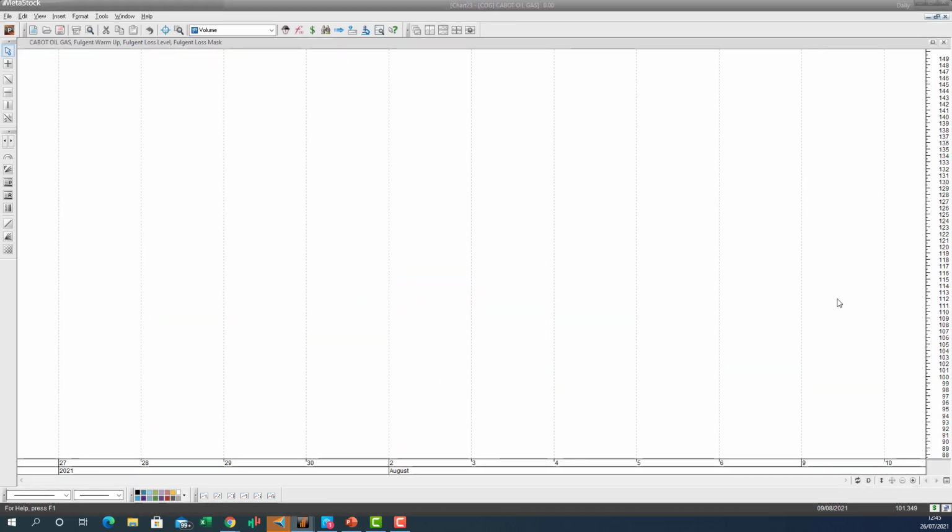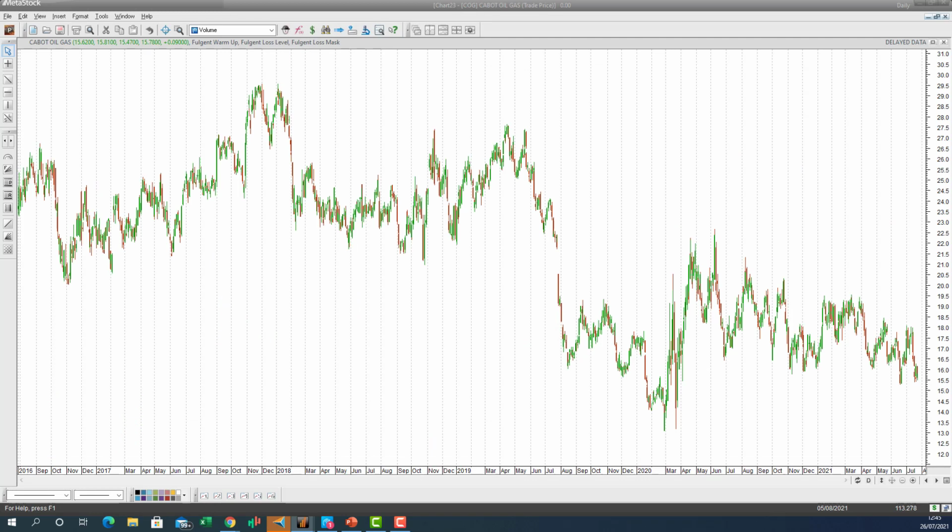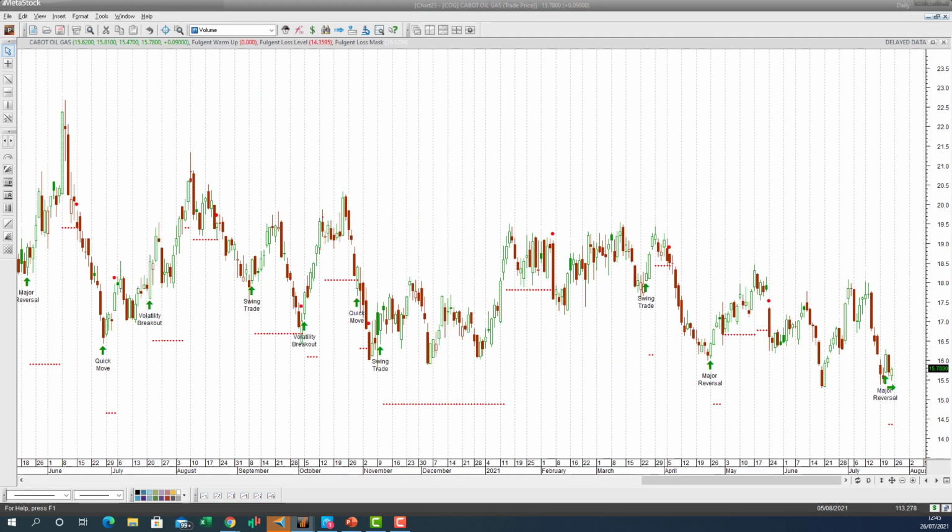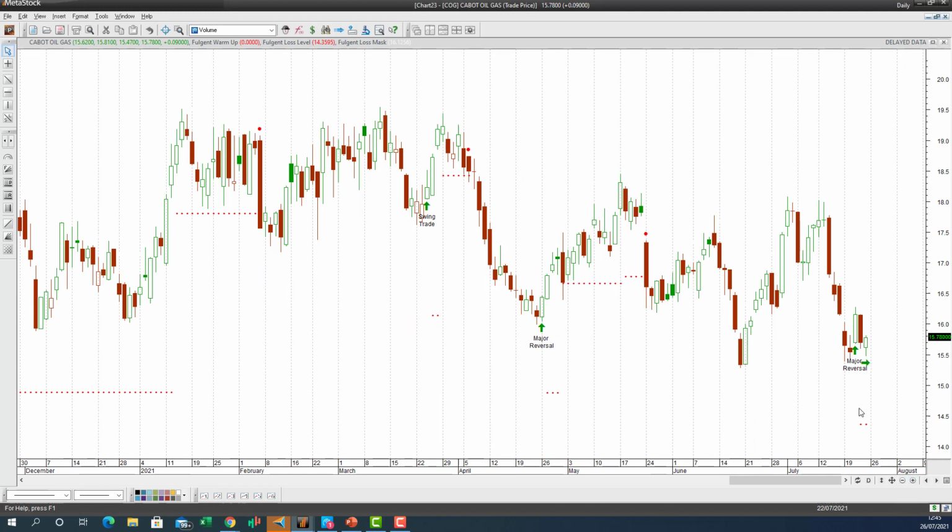Cabot Oil and Gas in a long. 2 days into a trade, expect a major market reversal. Your stop loss is automatically added here at the end. If I can zoom into that, you can see there's a stop loss down here. So the AI volatility adjusts the stop loss. So major market reversal, swing trade back up to the old highs here. This would be your resistance zone in Cabot Oil and Gas.